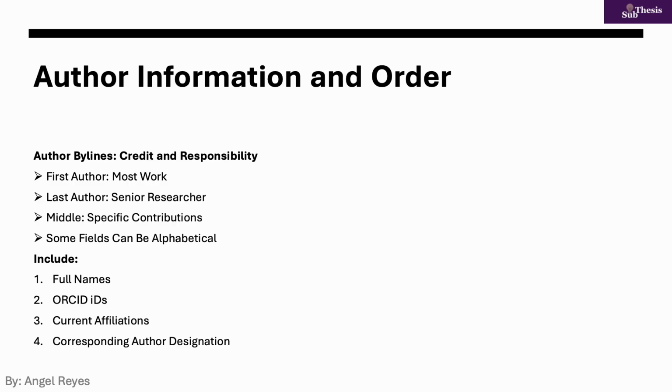These unique identifiers follow researchers across name changes and institutions. They're becoming mandatory at many journals. Affiliations should be current at submission time. If you've moved institutions, include both with superscript numbers for clarity.